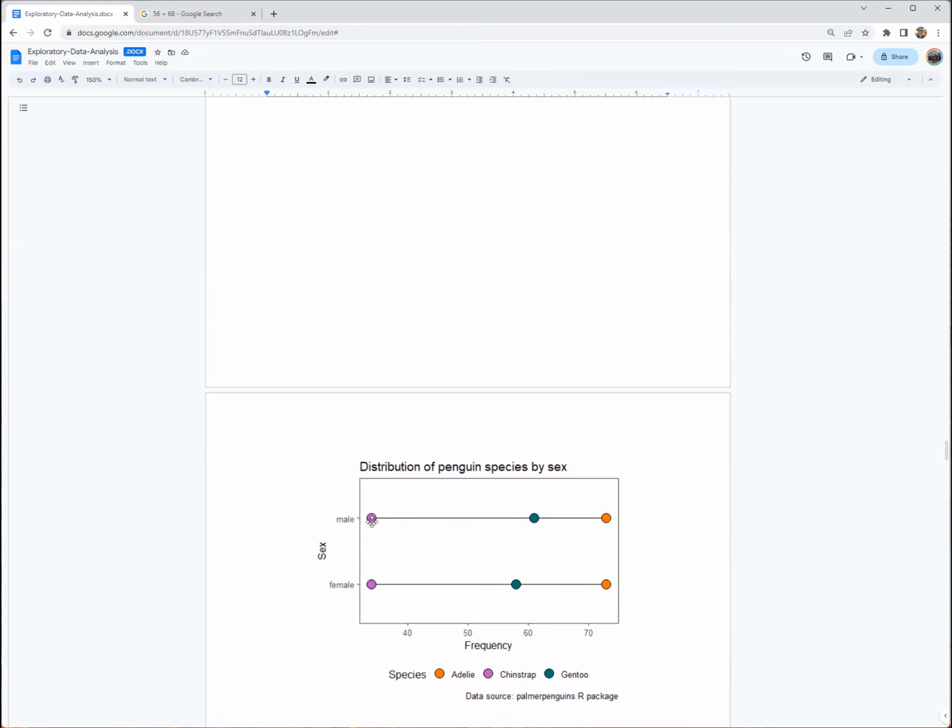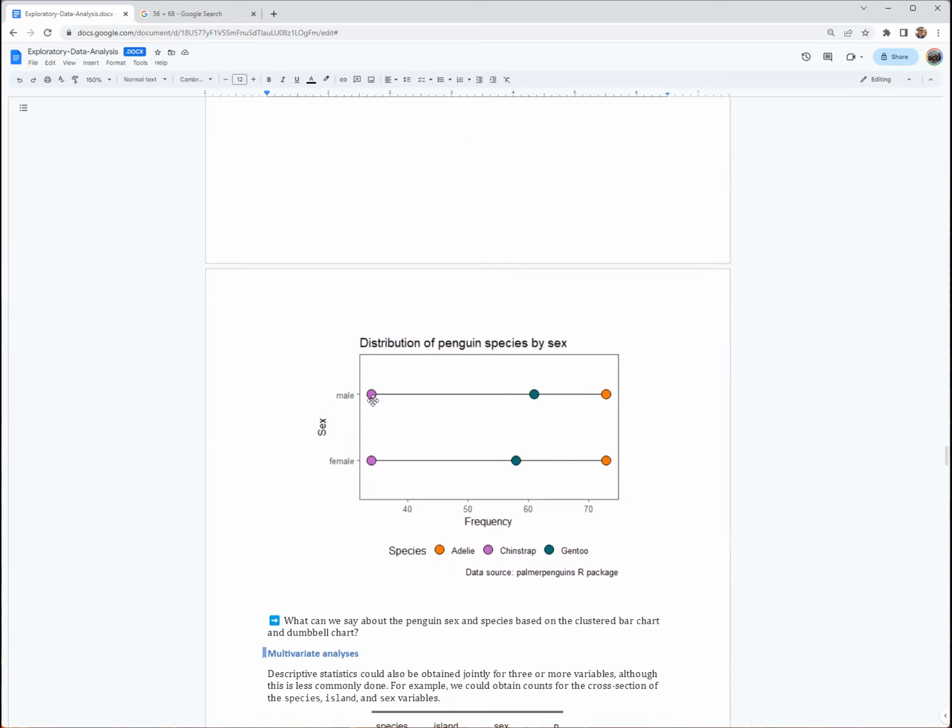So here, for example, we can see quickly and efficiently that there's the same number of male and female chinstrap penguins in this data set. There's roughly the same number of male and female Adelie penguins in this data set. And then we can also see that there's slightly more male Gentoo penguins than female Gentoo penguins in this data set.